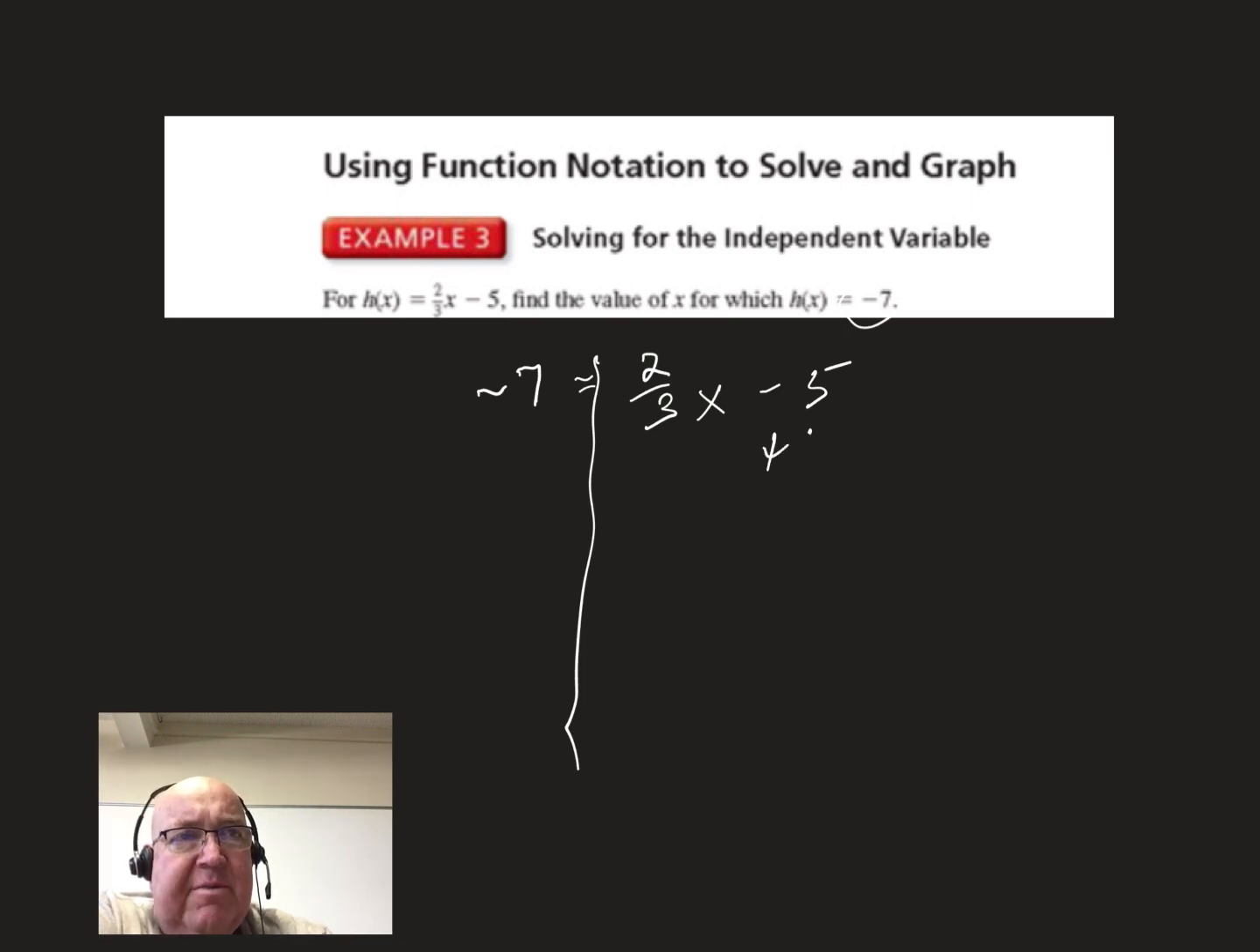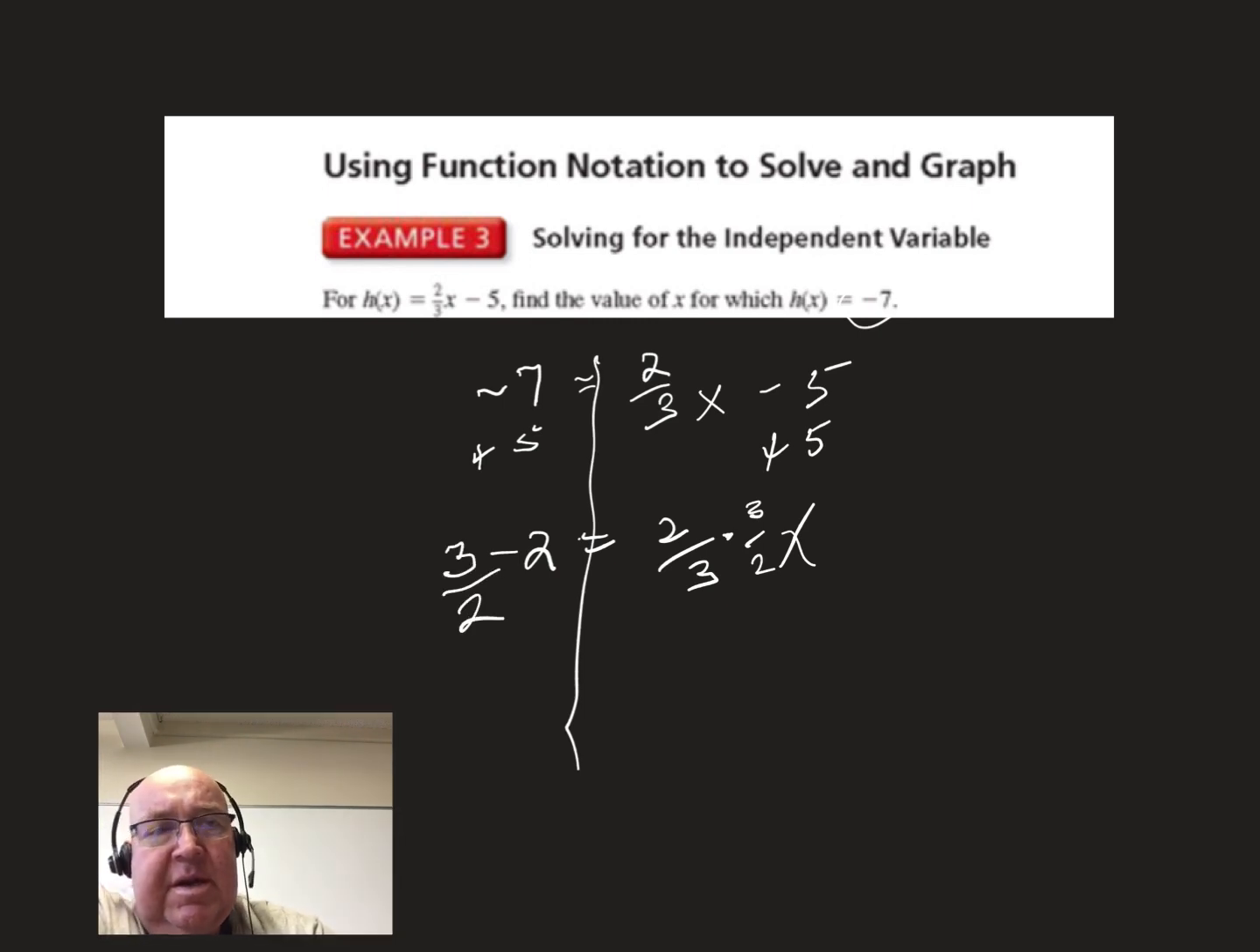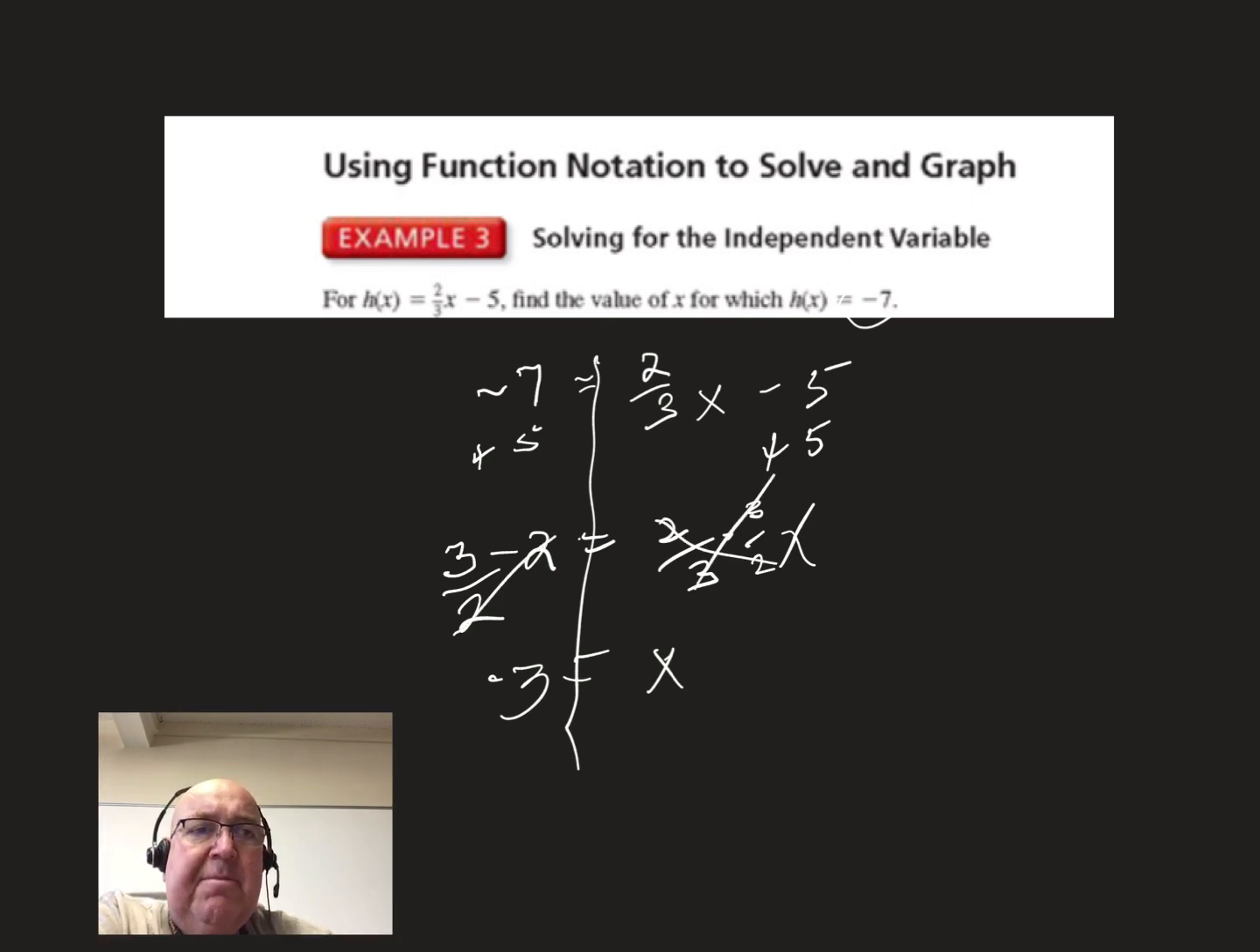So we're going to add 5 to both sides. We're going to get negative 2 is equal to 2/3 x. We're going to divide by 2/3, which, when we divide by a fraction, is the same as multiplying by its reciprocal. So we're going to multiply by 3/2. And we're going to get x is equal to negative 3, because the 2's will cancel, and we still have the negative. So x is equal to negative 3.